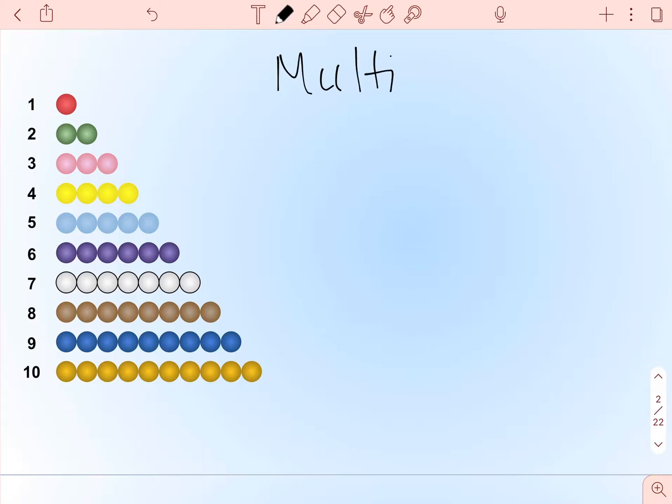So in your math notebook, on the next clean page, make sure you've got a math notebook and a pencil. Let's go ahead and write the word multiples. Now the word multiples just means a product of a number. The product is an answer in a multiplication problem. So a multiple is a product of a number.